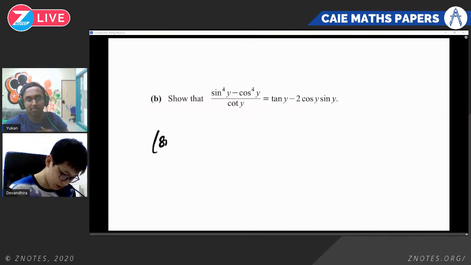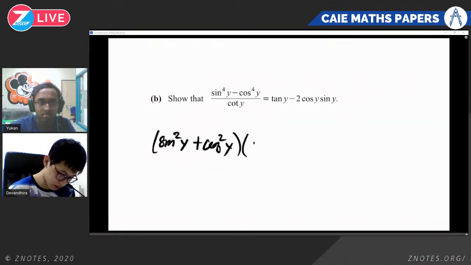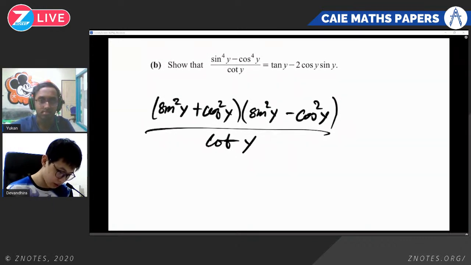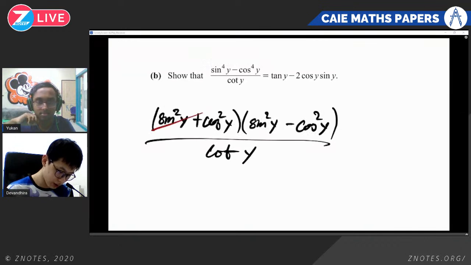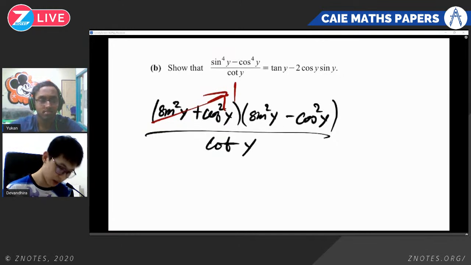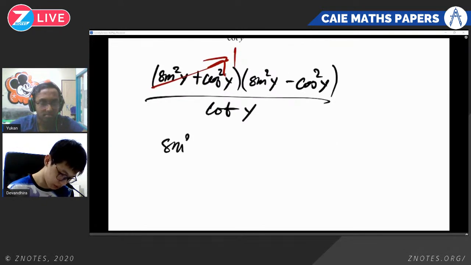We have sine square y plus cosine square y times sine square y minus cosine square y, all over cot y. Nothing changed at the bottom here. So as you can see, this one cancels to 1, right? From the identity. That means we're left with sine square y minus cosine square y.